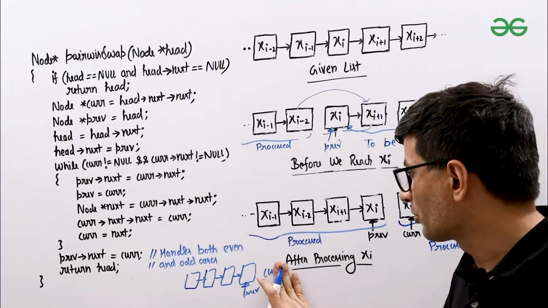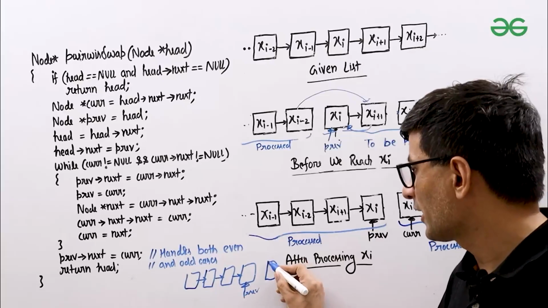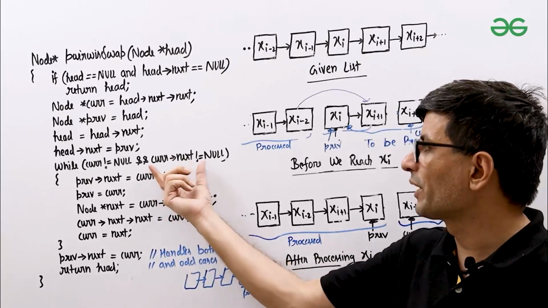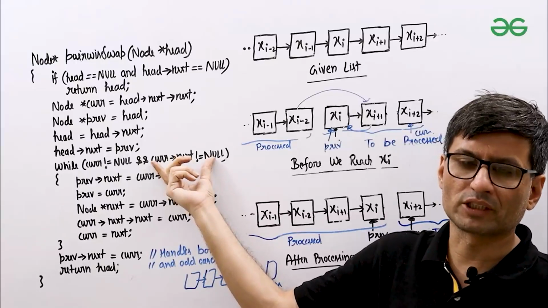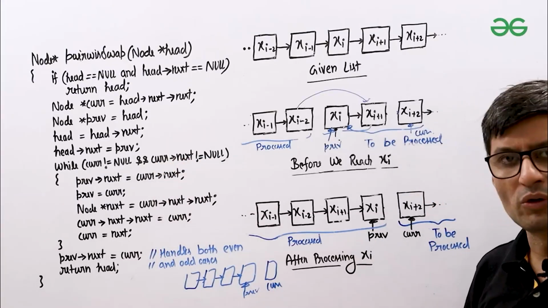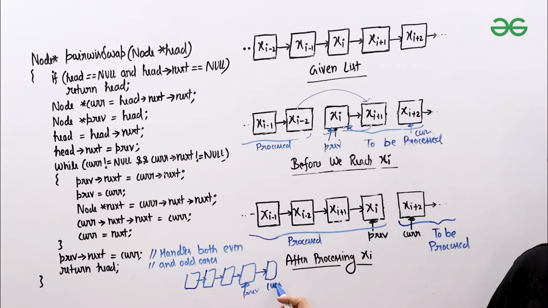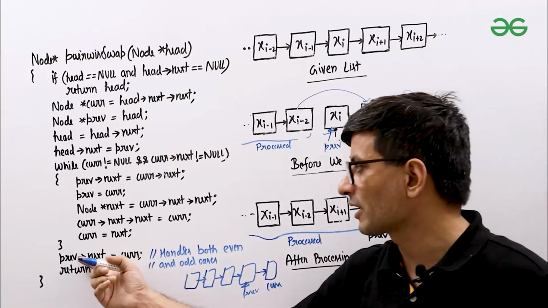Now if you have odd nodes, then your previous is here and current is here, and this is the last node. You came out of the loop because of this condition, current is here. Now you want to connect these two. So in this case also you want to make previous arrow next as current. So in both cases, this line works.